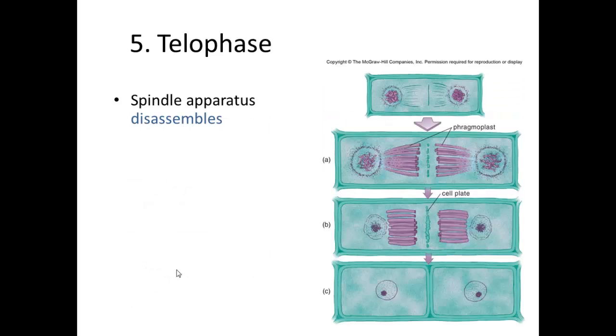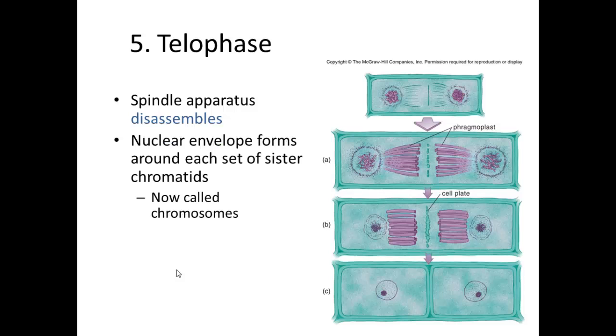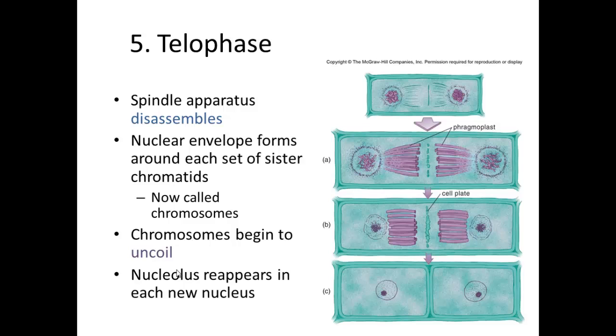Telophase is the fourth phase, and this is where the spindle apparatus is no longer needed. It disassembles and is no longer attached to the chromosomes. The nuclear envelope reforms. You get two of them. Now your chromosomes begin to unravel and start completing their functions. The chromosomes begin to uncoil, and the nucleolus reappears as activity occurs in the DNA.